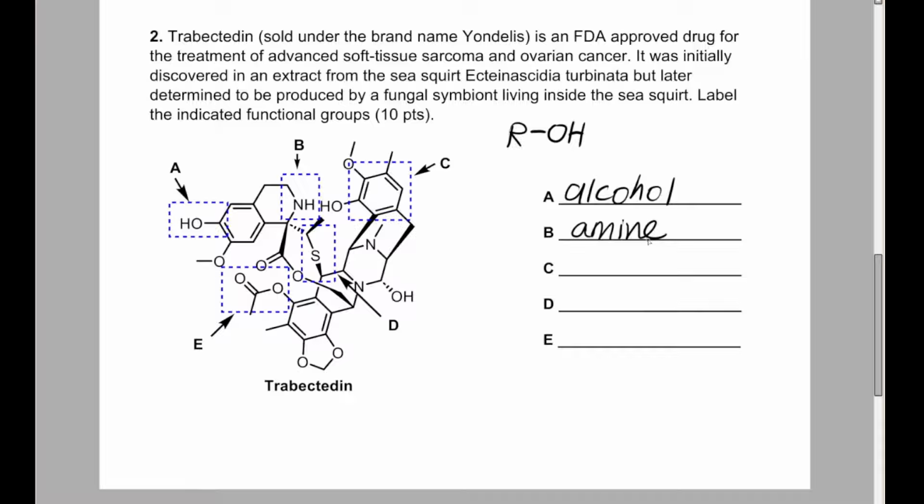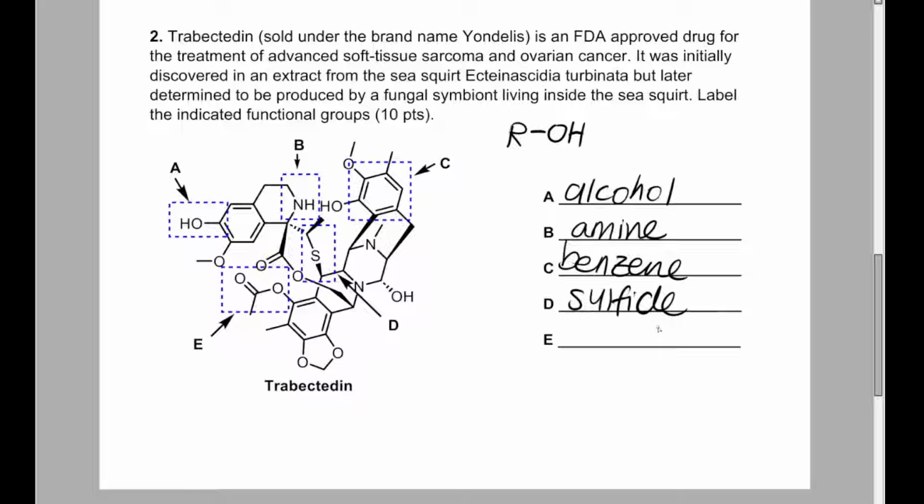C is a benzene or arene ring. It's a 6-sided ring with alternating single and double bonds. D is a sulfide, and we know this because we're just looking for the sulfur atom.